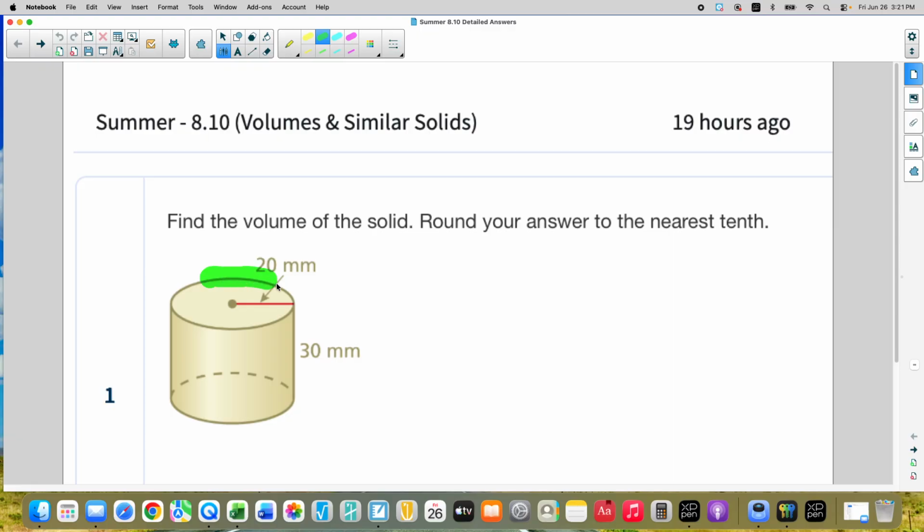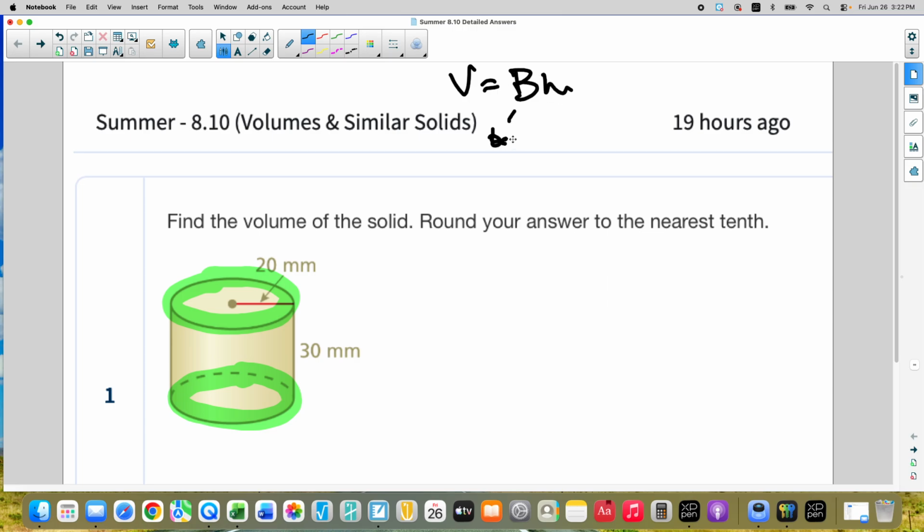Base shape is a circle, that's the base, and this is its parallel base. So this has two bases. All volume of two base figures has the formula volume equals big B times H, where B stands for the base area and H represents the height of the object. Very important, height of the object.